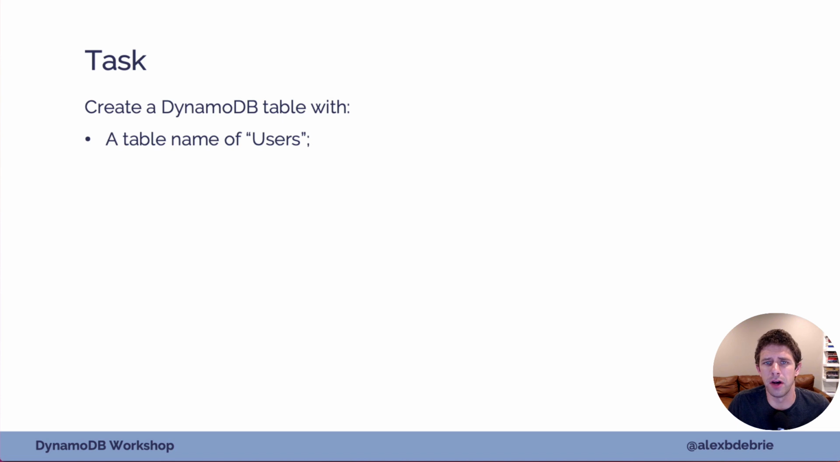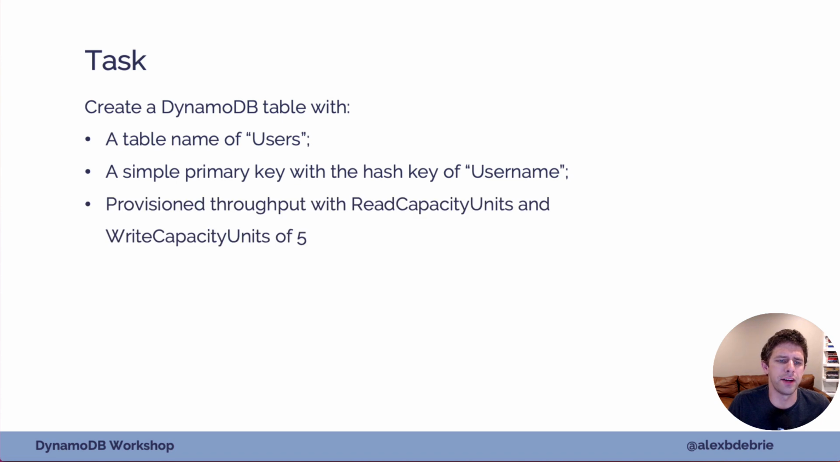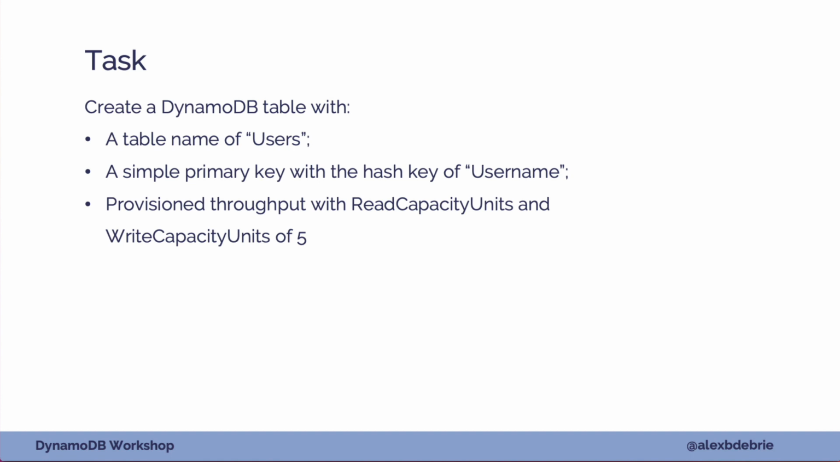So that gets us into our first task here, and your task is going to be create your first DynamoDB table, and here are the conditions I want for you. Number one, give it a table name of users. Number two, set up a simple primary key. It has a hash key of username. And finally, let's set up our billing settings to use provisioned throughput with read capacity units and write capacity units of 5 for each of those settings. So take some time, get this set up, and then we'll come back and look at how I would do it.